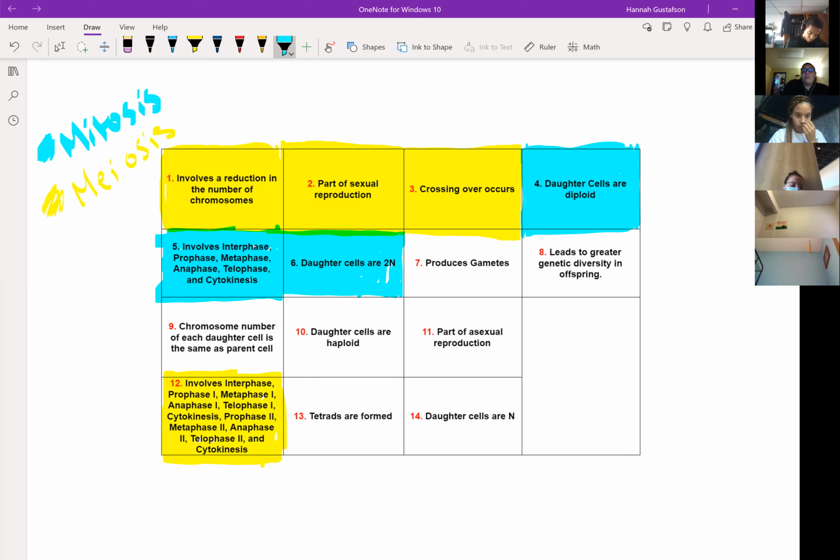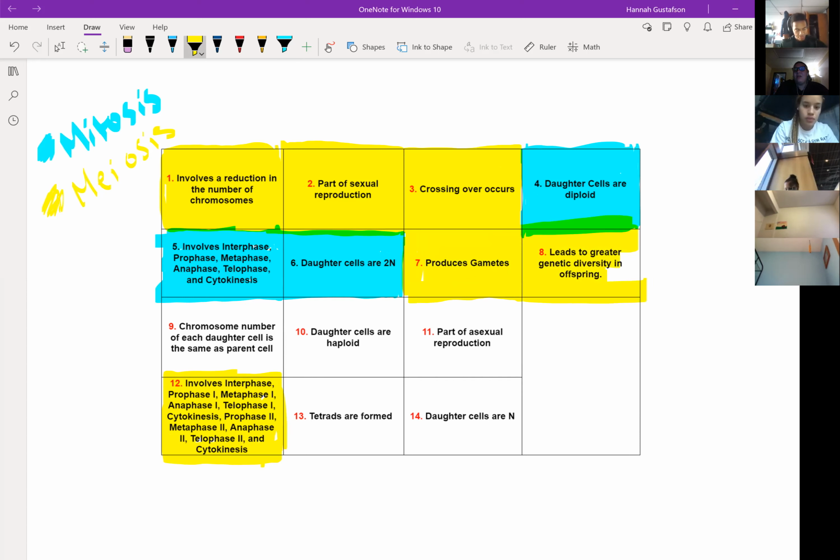Number 7, produces gametes. What do we think? Meiosis. Correct. I heard 2 answers come in there. This has to do with that sexual reproduction statement from part 2. So I'm going to fill in the next one because I've talked about it quite a bit. It's something I'm big on. Number 8 is meiosis because of that genetic diversity that happens during that crossover event.